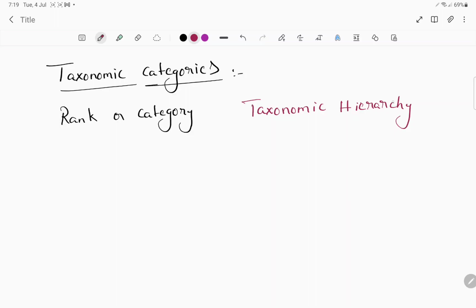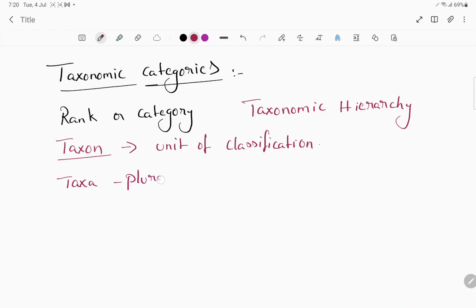Each category is referred to as a unit of classification. So it is represented by the rank commonly called a taxon. So taxon is considered as the unit of classification. So taxon is singular and taxa is plural. So taxonomic categories and hierarchy can be illustrated.